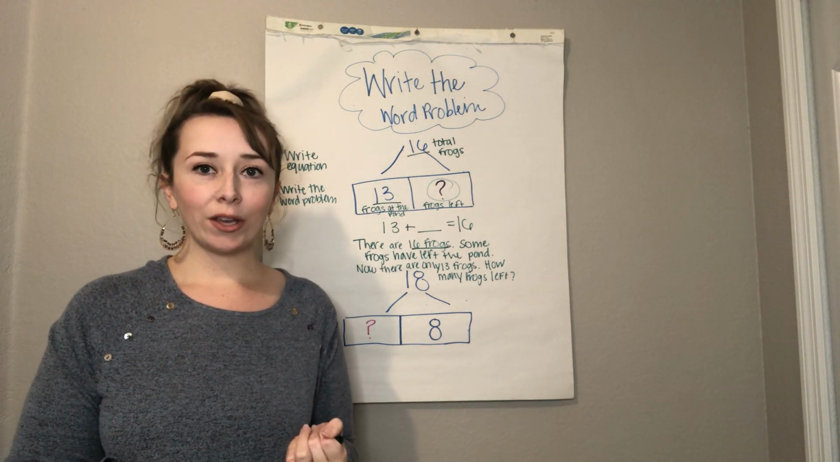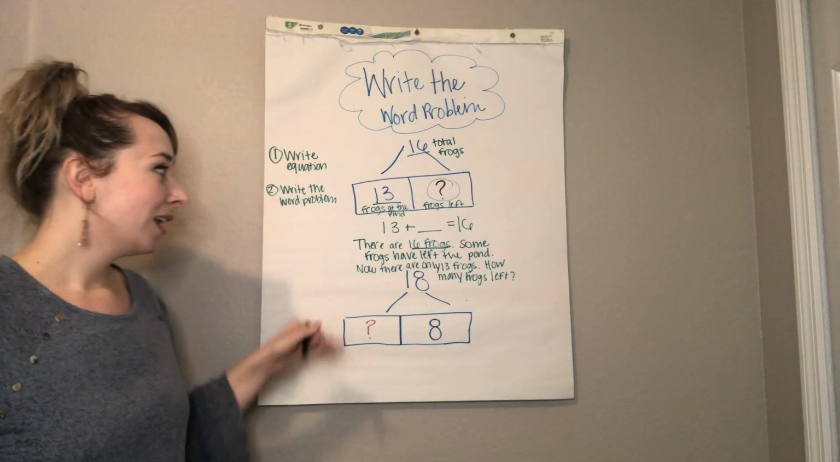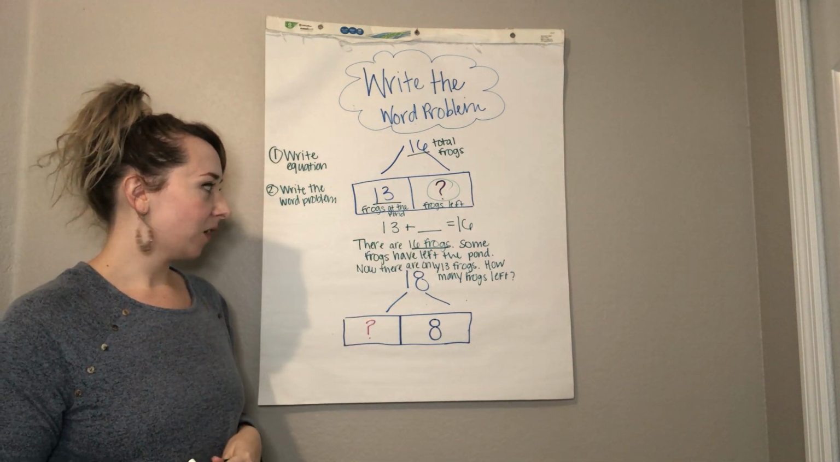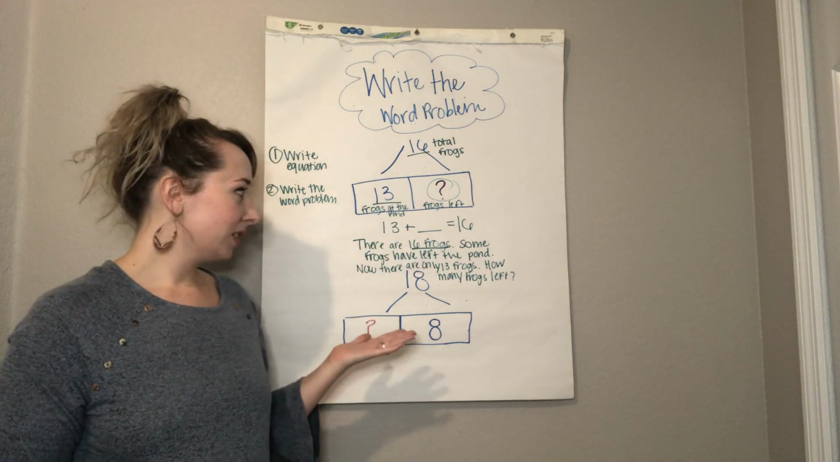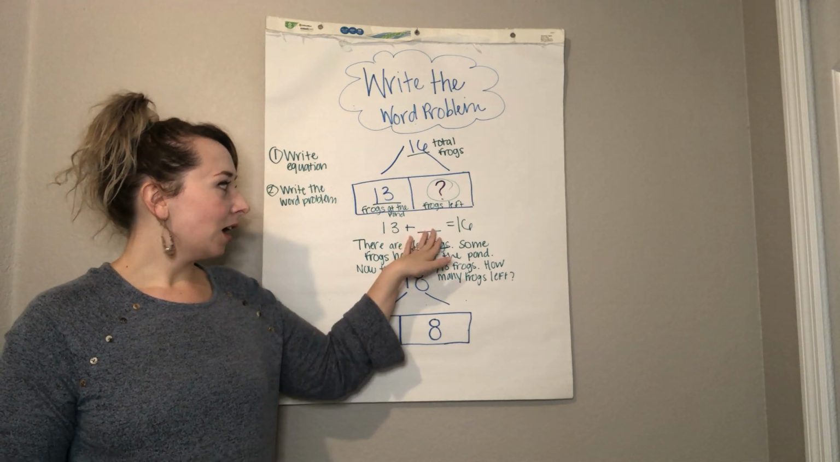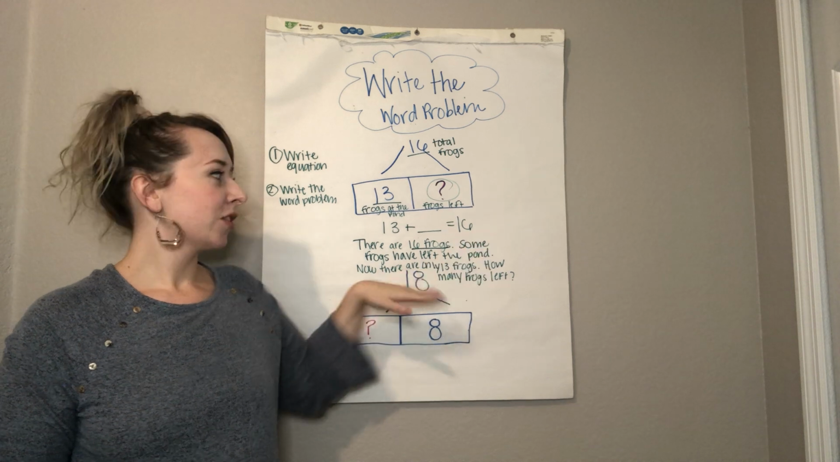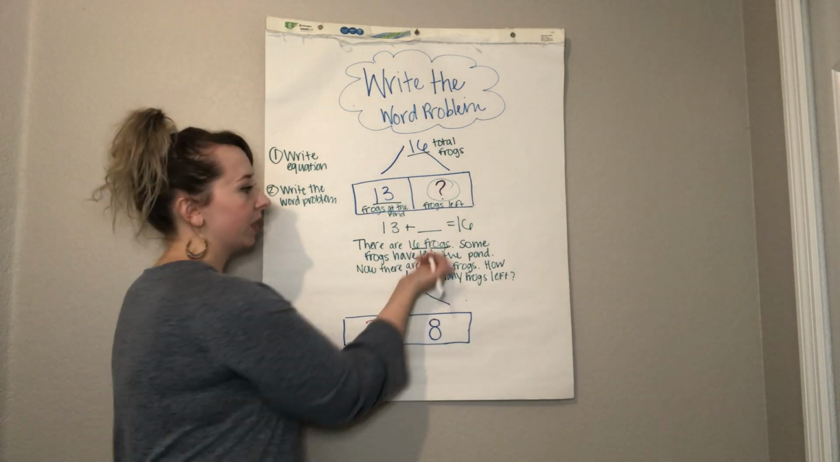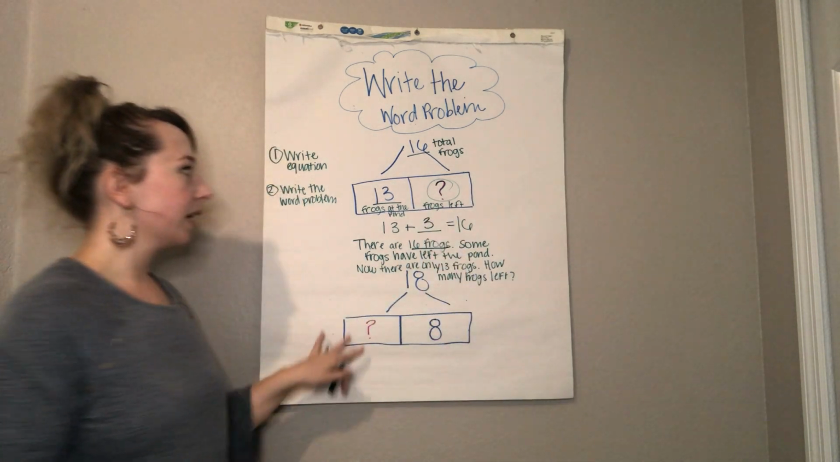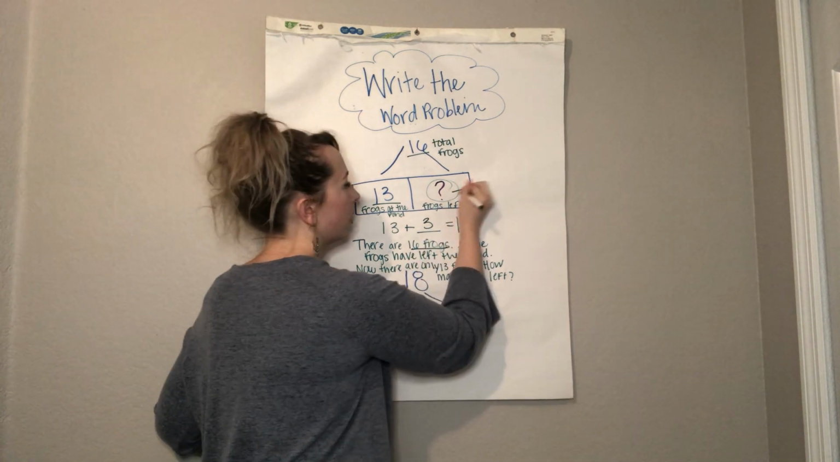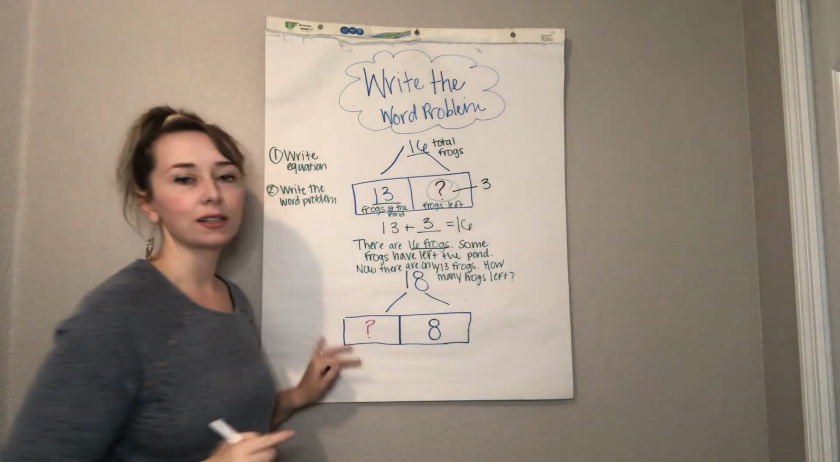I've created my equation and I've created my word problem. Now I just need to solve this here. So Mrs. Gordon has 13 and I count on how many more to get 16? 13 plus 3. So the answer to our problem is 3 frogs left.